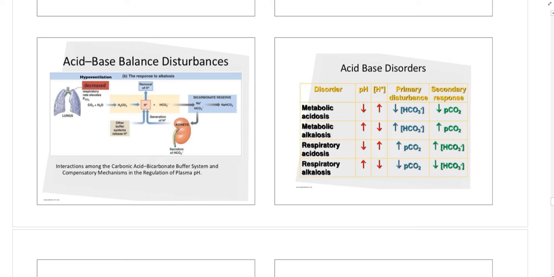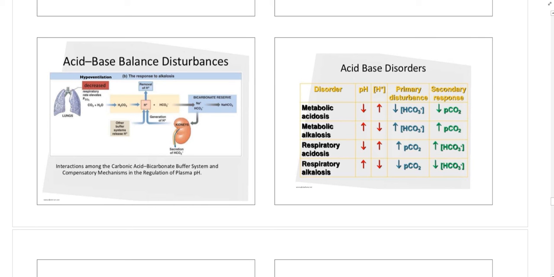Metabolic alkalosis, we have a high pH because we have a low level of hydrogen ion concentration. And the primary disturbance here is that we have an increase in bicarbonate in the body because there's no acid to really bind with the bicarbonate. And the body is going to compensate by retaining CO2 because CO2 is an acid, and that way we can offset the acid imbalance, try to make it more acidic.